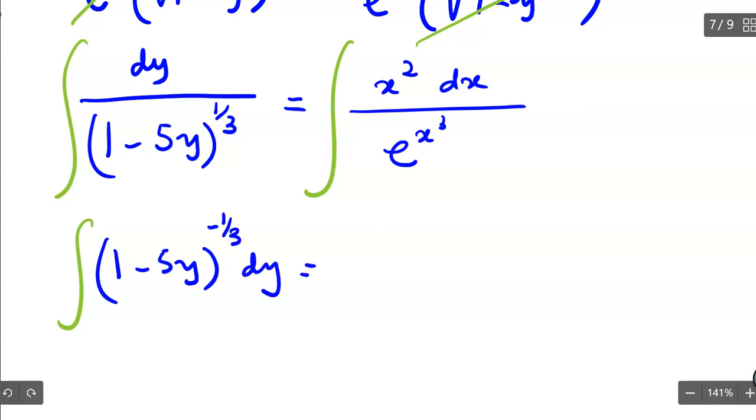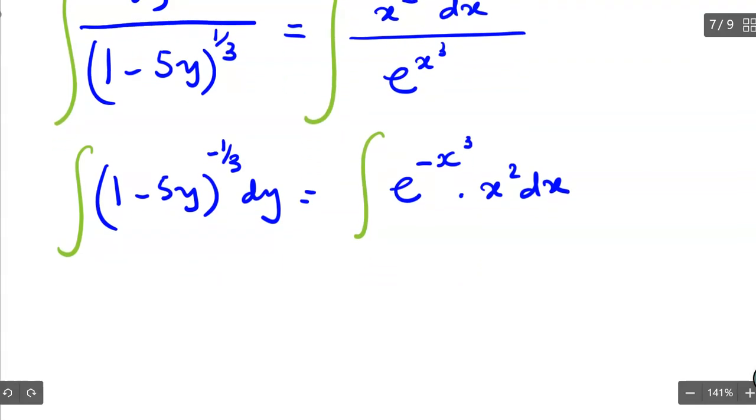Okay, for this, I will write it as the integral of e to the negative x to the exponent 3 times x squared dx. It is also an integral as well. So in order for you to integrate this and this, you must use the substitution method.